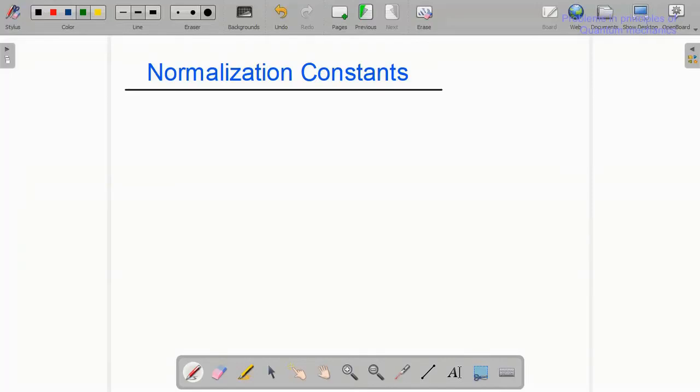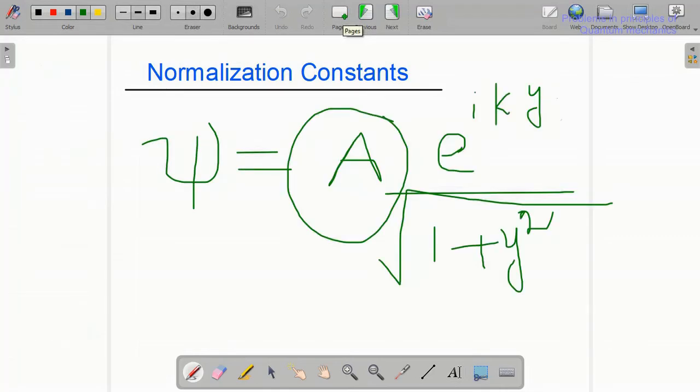Next we'll see some wave functions and how to find their normalization constants. For example, given the wave function psi is equal to a into e power i k y by square root of 1 plus y square.